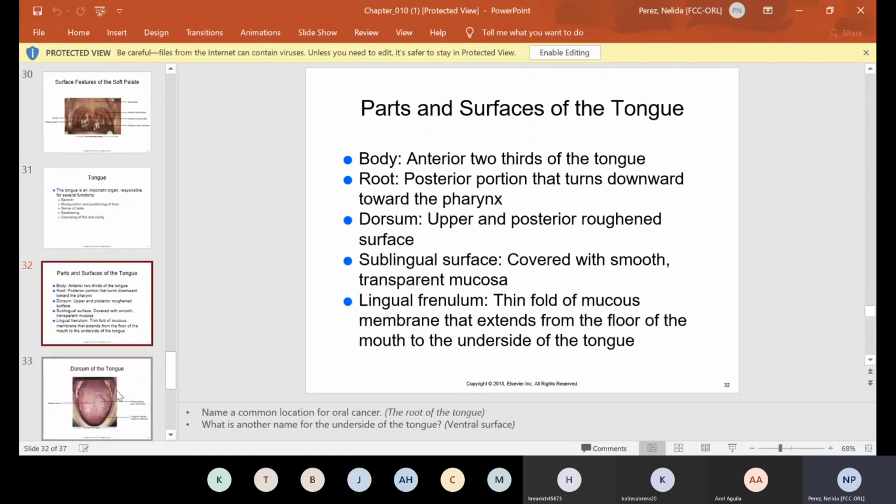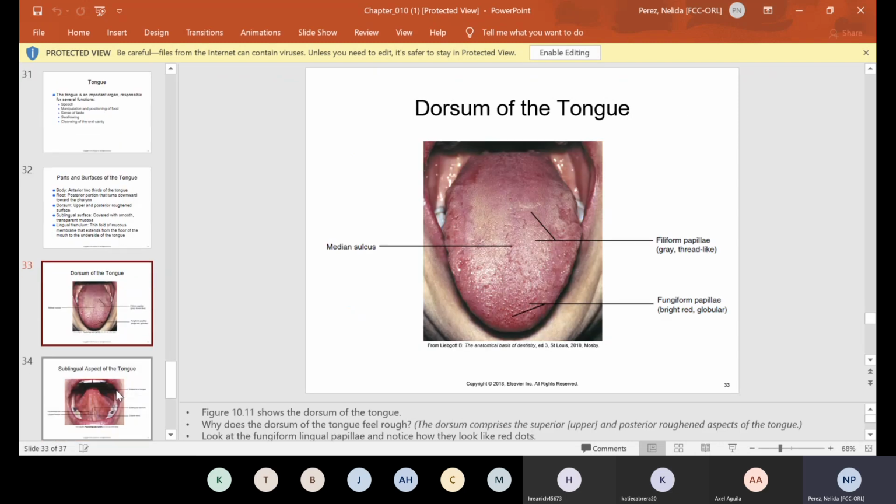Parts and surfaces of the tongue: you have the body, the anterior 2/3 of the tongue; the root, the posterior portion that turns downward toward the pharynx, so that's in the back. The dorsum is the upper and posterior roughened surface. The sublingual surface is covered with smooth, transparent mucosa. And then you have the lingual frenulum, the thin fold of mucous membrane that extends from the floor of the mouth to the underside of the tongue.